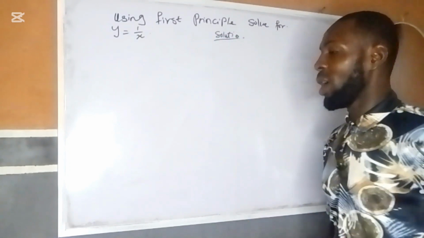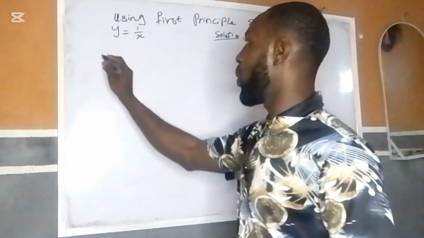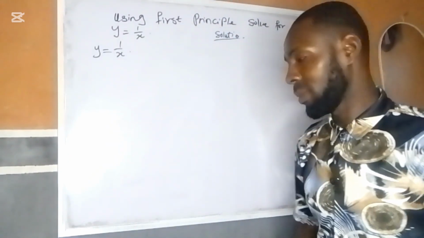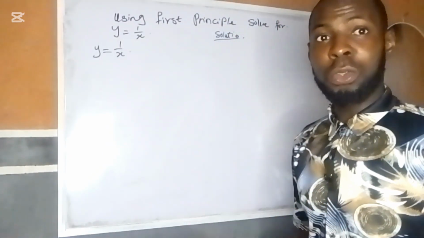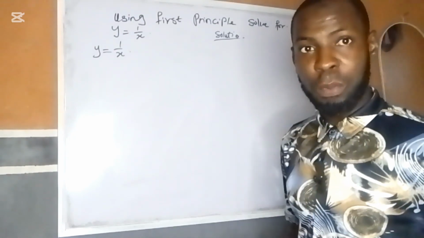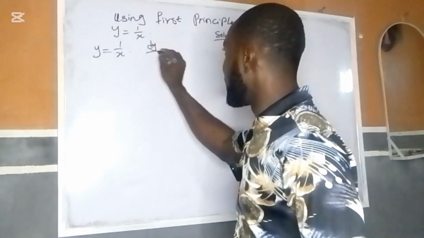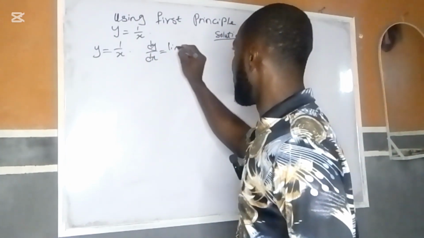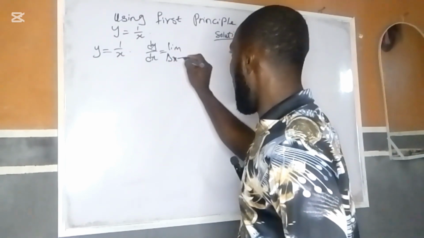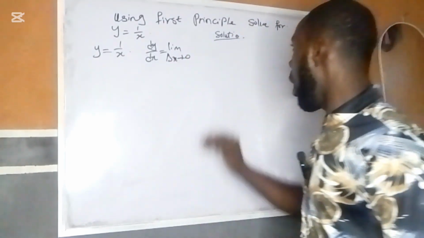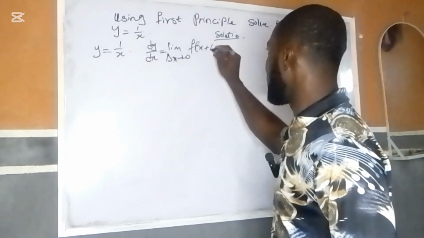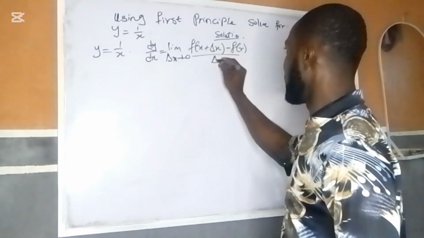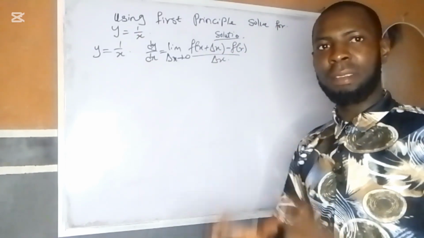Right? This is our solution. We are asked to differentiate y when it is equal to 1 all over x. Can you see it? So let's go. For us to solve it, it's still the same principle, which says that our dy/dx is equal to, always remember, the limit as change in x approaches 0 of f of x plus change in x minus f of x all over change in x. This is our formula whenever we're given first principle to solve.